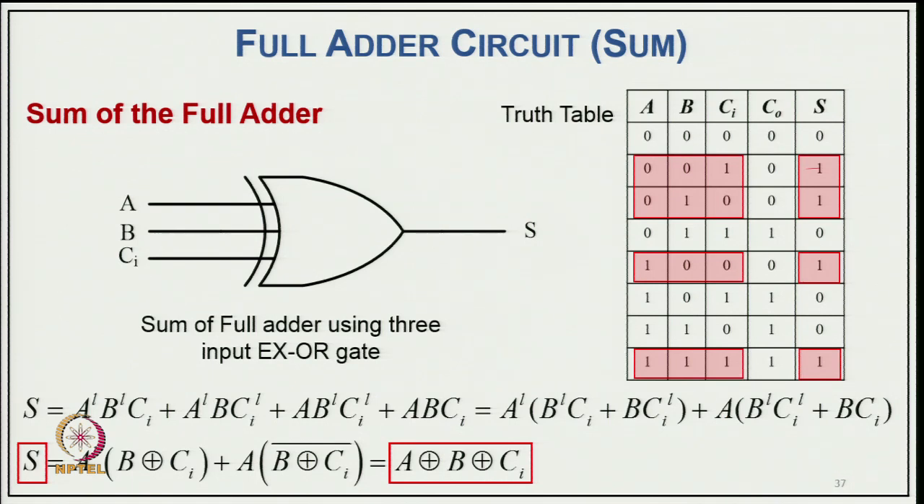And this you can have expressed as an exclusive OR. So, S will be A dash times B exclusive OR C I plus A times B exclusive OR bar C I, and this can be represented as A exclusive OR B exclusive OR C I, which is represented by an exclusive OR gate of 3 inputs. That is the full adder sum output.